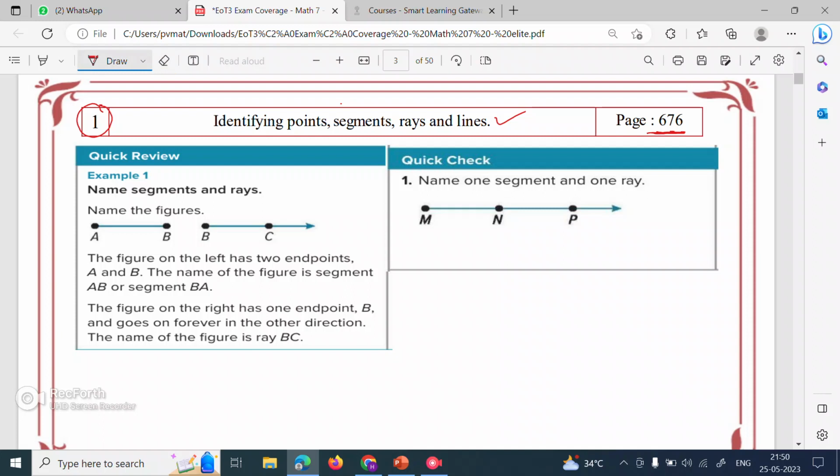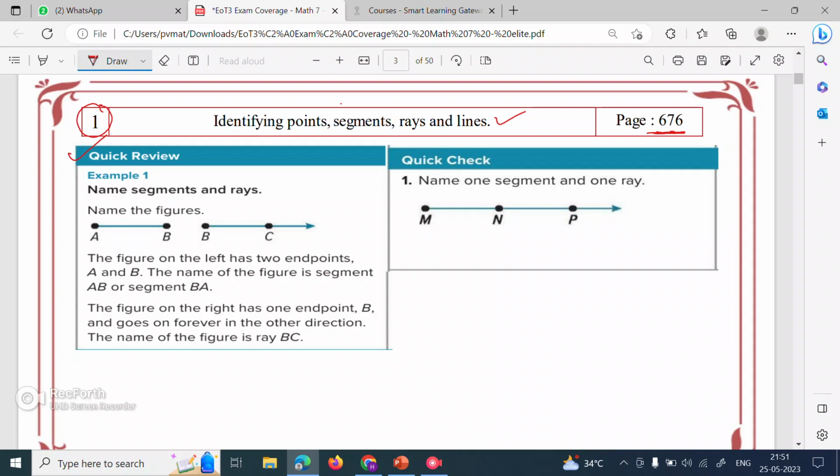Question number 1 will be identifying points, segments, rays and lines on page 676. This is from the quick review. You have to write the name of the segments and the rays.